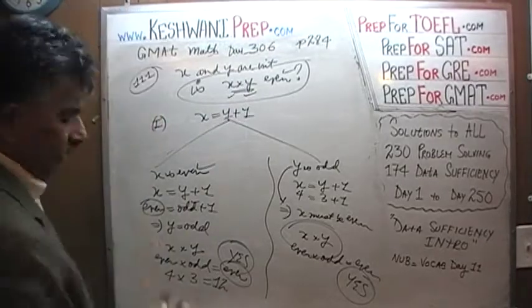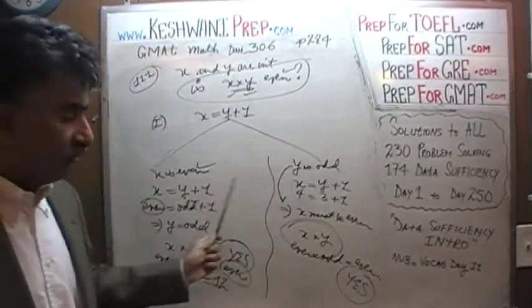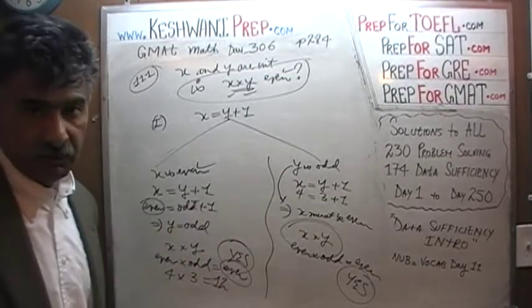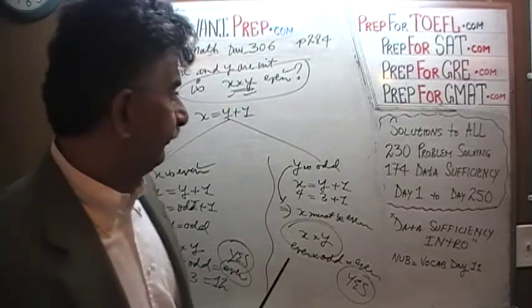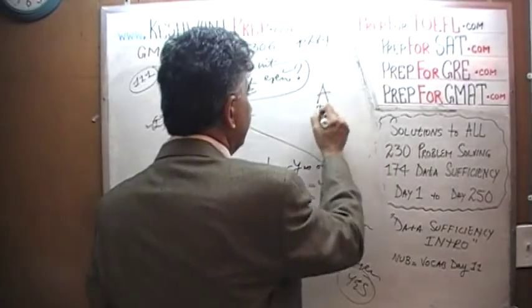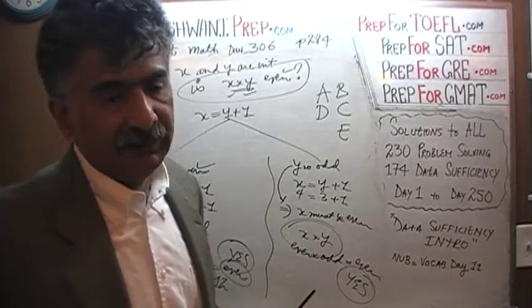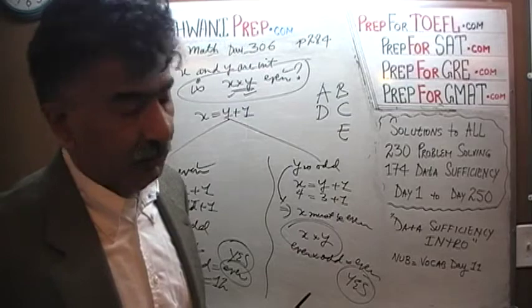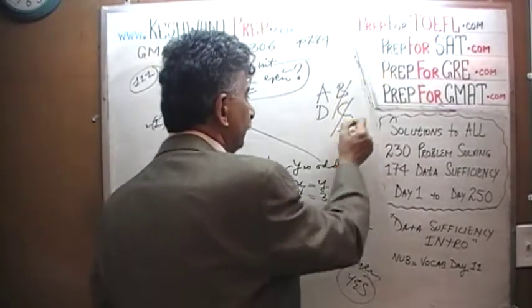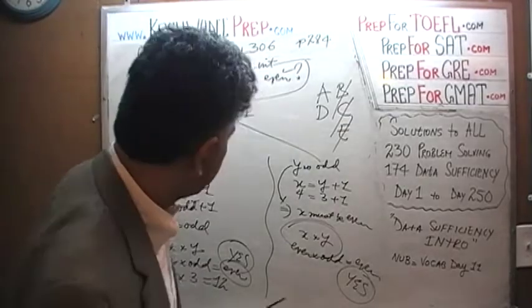So it doesn't matter which one of them is even and which one of them is odd. In both scenarios, their product will always be even. The first statement does the job quite nicely. Now that we've established that the first statement by itself is sufficient, we know the answer cannot be B, C, or E. It would have to be either A or D. Let's look at the second statement.